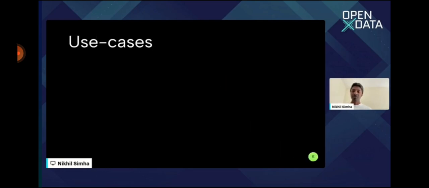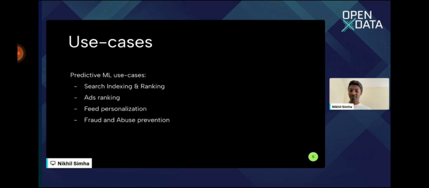So what do people use Chronon for? The main one is predictive machine learning use cases: search, indexing and ranking, ads ranking, feed personalization, fraud and abuse prevention, both monetary and like hate speech and that sort of stuff. And also to personalize marketing material and to do pricing. So there is a wide variety of use cases. This is what it's traditionally been used for.